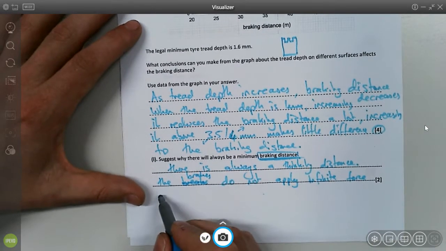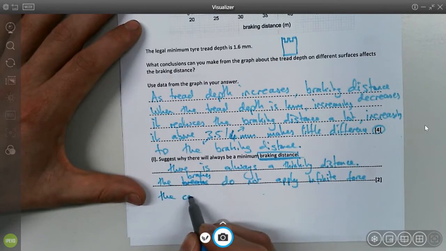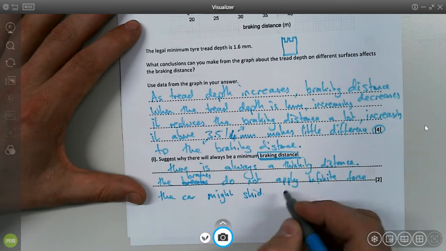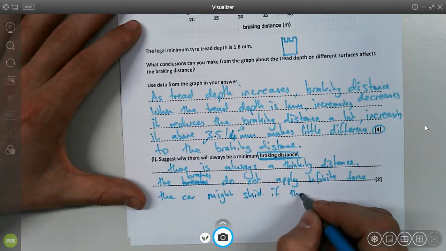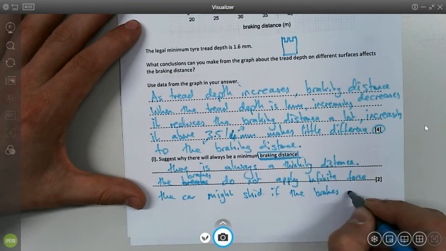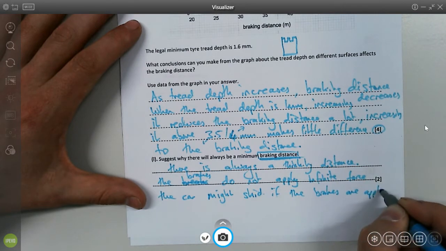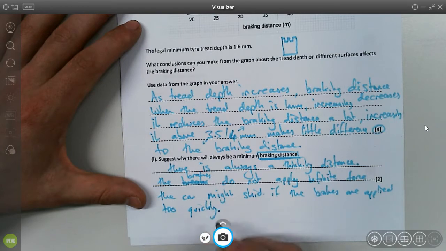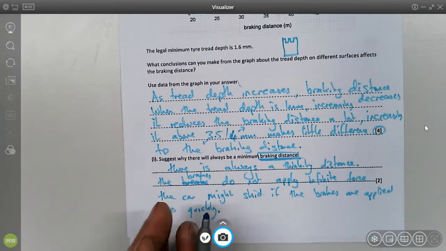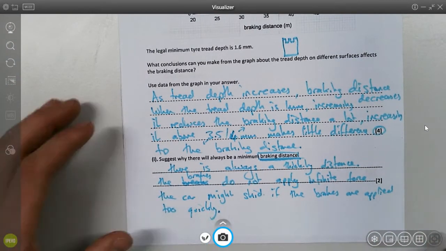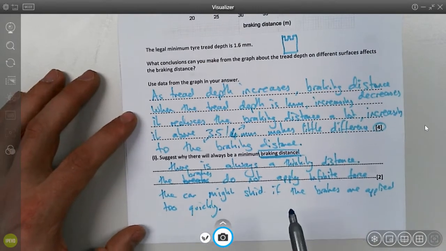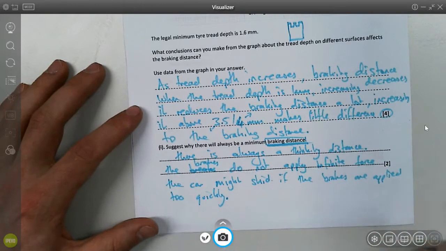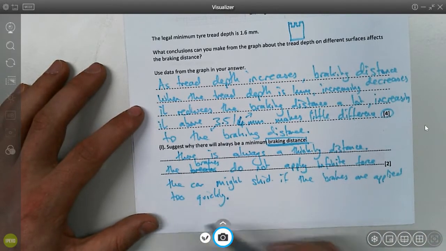Or you could say something like the car might skid if the brakes are applied too quickly. You wouldn't be able to stop with no distance at all, because the car would just skid. Or maybe you say something like the surface of the road is limiting the distance as well. There's a few different ideas here.